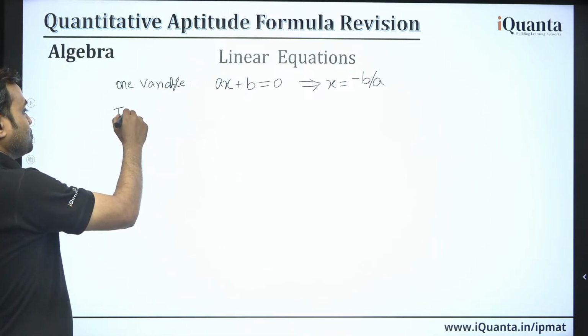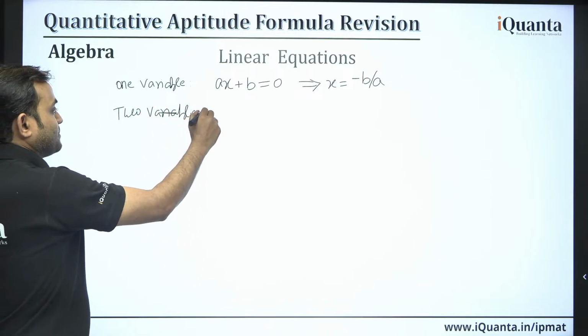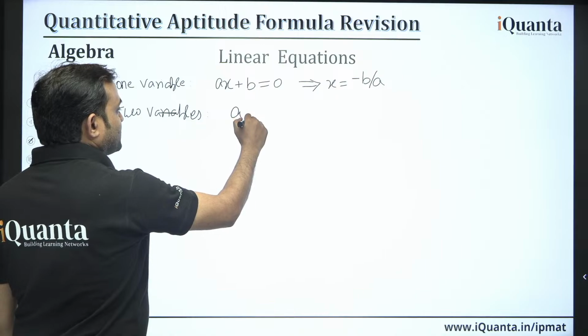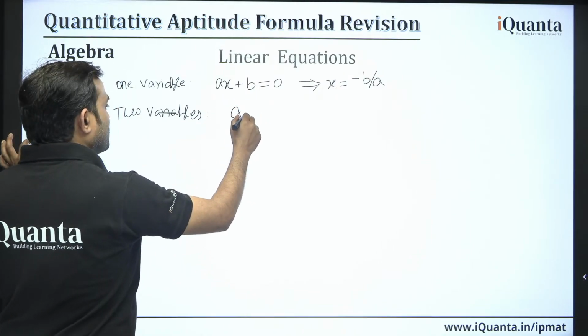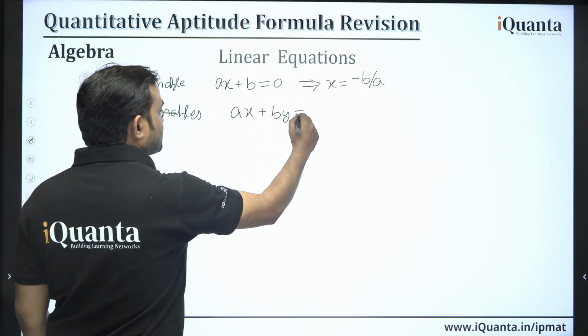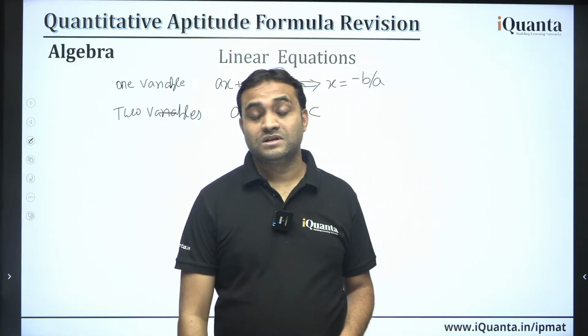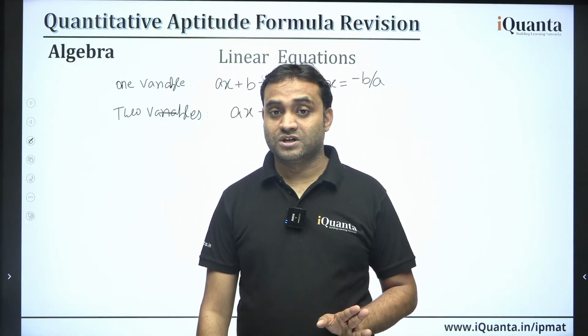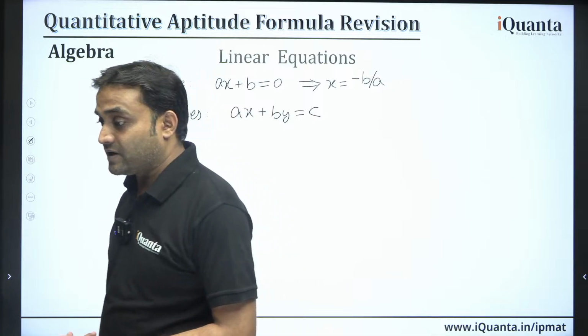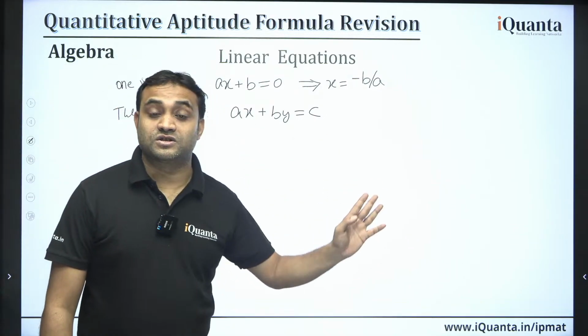If there are two variables, then the general form of the equation will be ax plus by is equal to c. Now if there is only one equation and two variables, there will be infinitely many solutions if no condition is given.